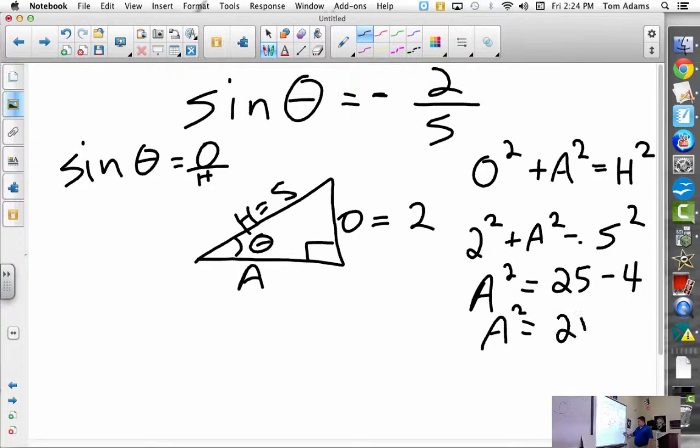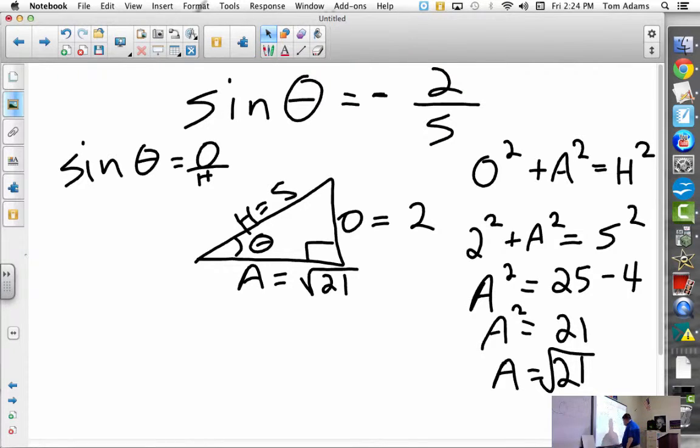So this is 21, so then a is equal to the square root of 21. All right. I got it right eventually. Let me double check that and make sure. 25 minus 4 is 21, yeah, square root of 21. So what they wanted us to find was tangent and cotangent. Or not cotangent, it was tangent and secant.